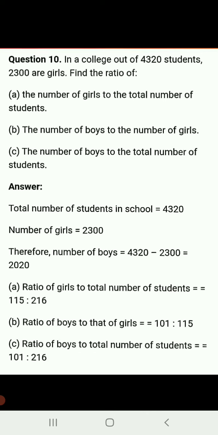Question B, ratio of boys to the girls. Boys versus girls. So boys, how much did we see? It is 2,020. Girls 2,300. So both the numbers you need to reduce using any table. It's your convenience, but it should be similar. And finally, you should come to the answer 101 by 115. So that 101 is to 115 remains the ratio. Question C. See, the number of boys to the total number of students. Number of boys is 2,020. Total strength is 4,320. So 2,020 by 4,320, you will reduce and come to an answer 101 is to 216.